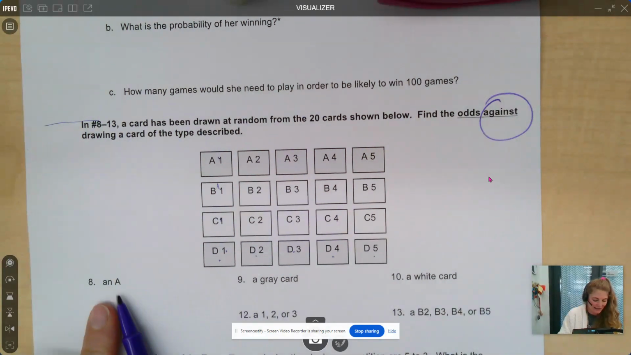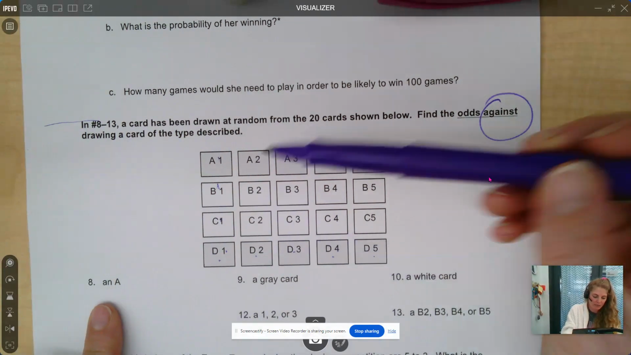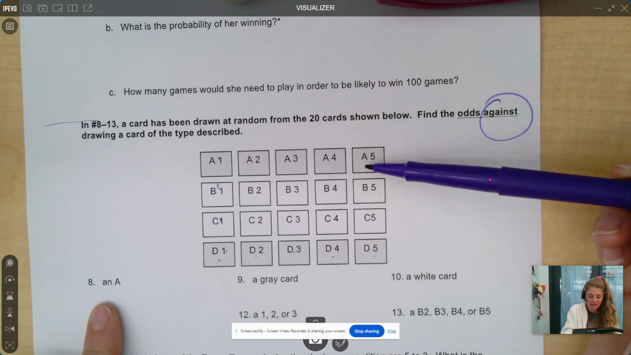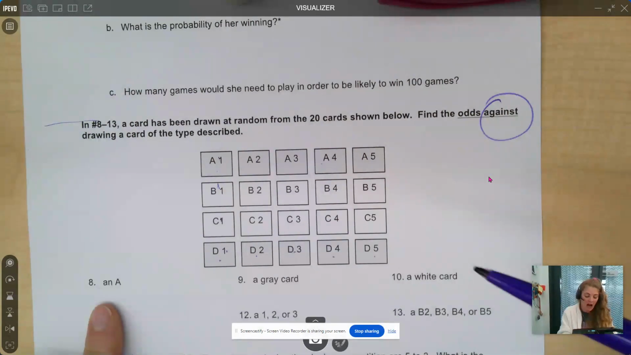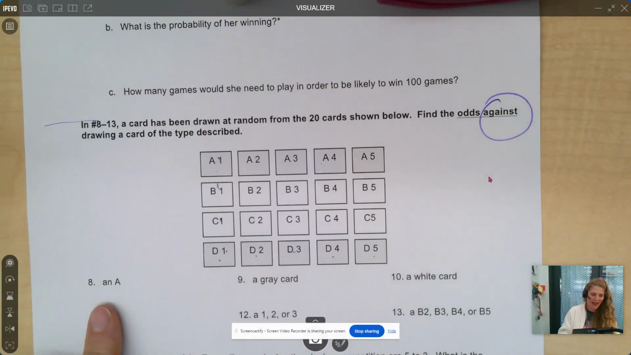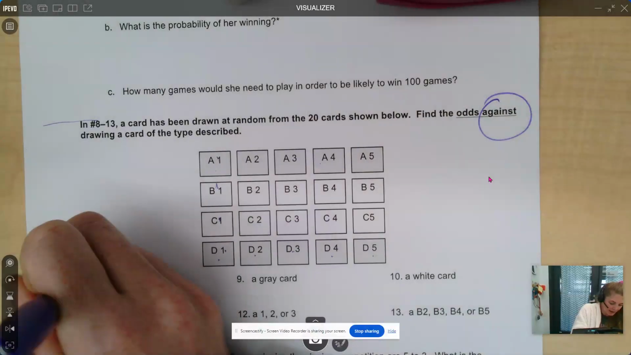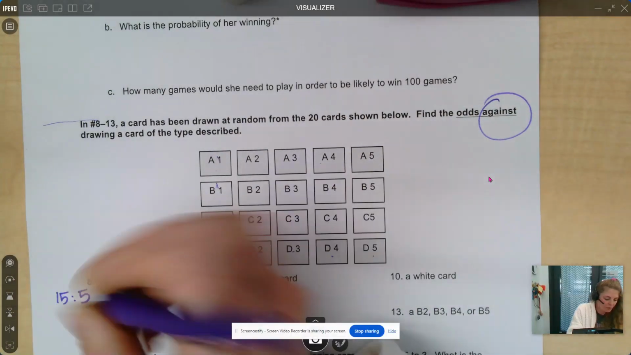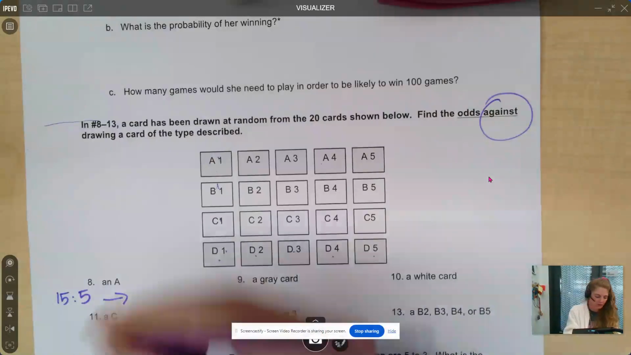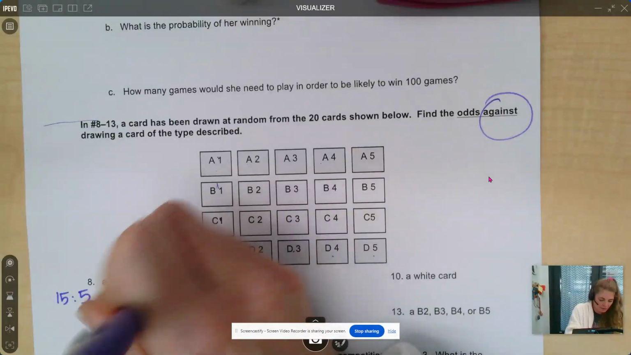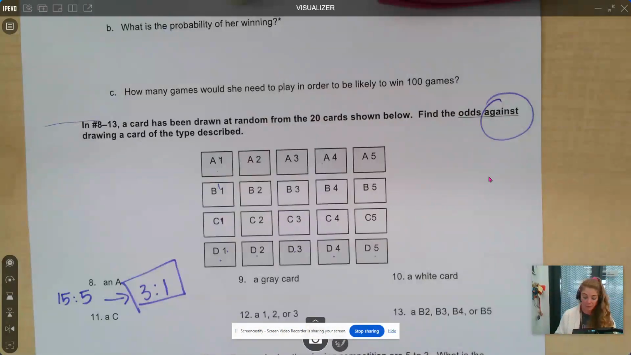So the odds against getting an A. So how many are A's? 1, 2, 3, 4, 5. So that means 15 are not A's. So the odds against getting an A would be 15 to 5, which of course we reduce to, you got it, 3 to 1. Thank you.